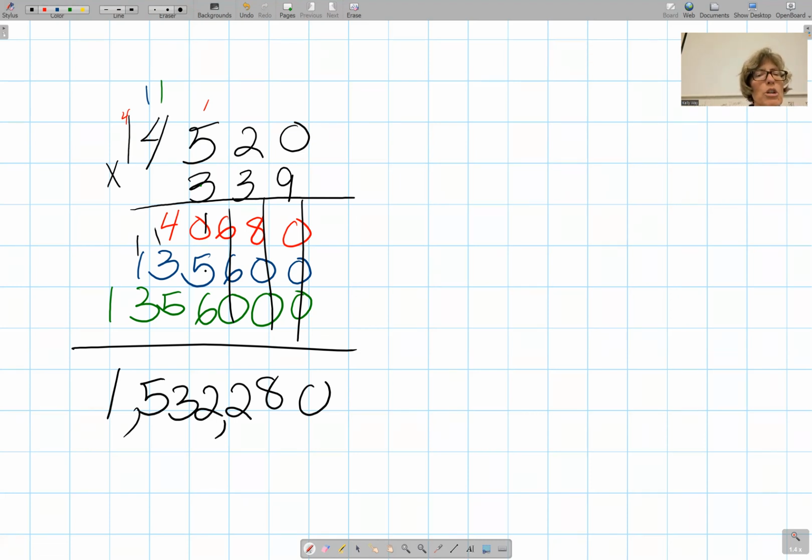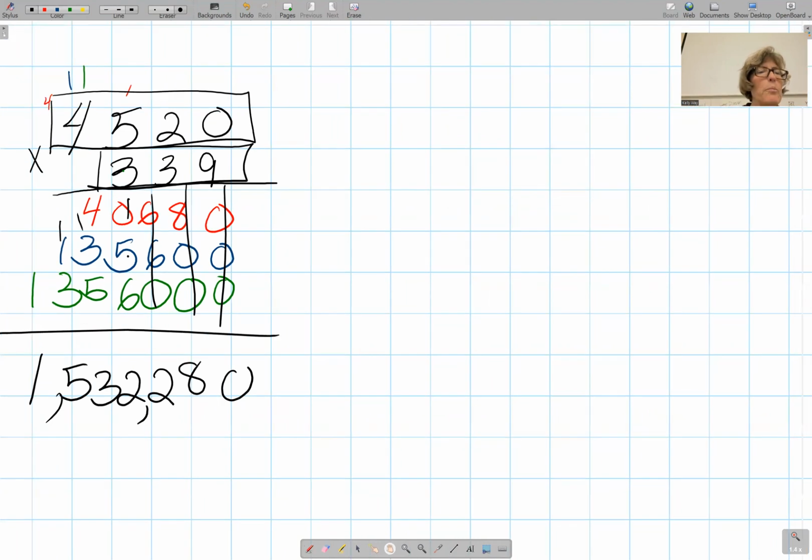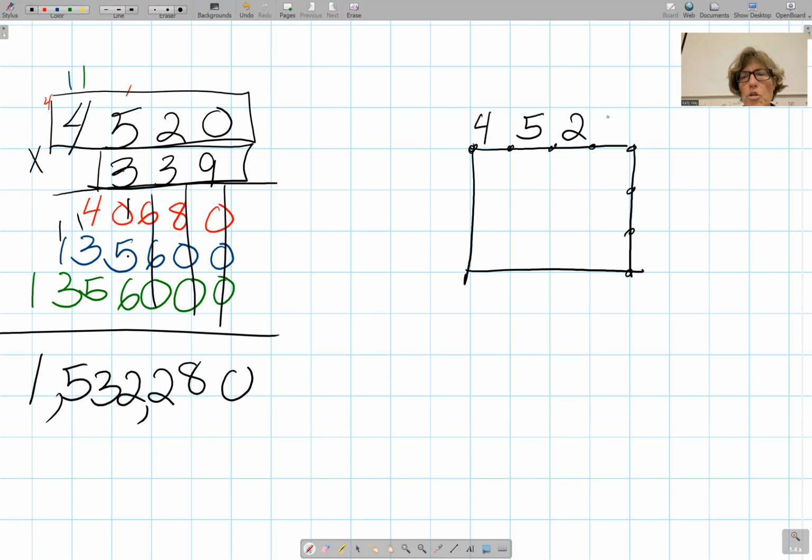Now, using lattice, it would look like this. What we're going to do is what's called a 4 by 3. So using grid paper, we are going to make a 4 by 3 rectangle. So I'm going to use my dots here. That's going to be 4 by 3. And I'm going to put my one number here, 4,520 there. And I'm going to put 339 there.